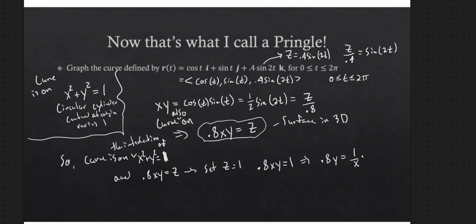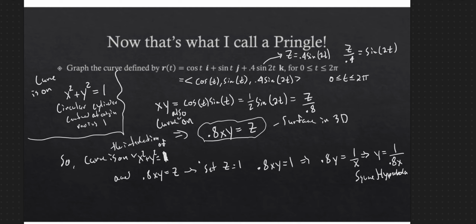Maybe if I divide by 0.8, it'll help a little bit more to see this. I get y equals 1 over 0.8x. And that's a hyperbola. That's one of those square hyperbolas that I talked about that don't follow the general form of the hyperbolas that we were looking at. This is a rotated hyperbola, or a square hyperbola. So that's why this one's hard to recognize.